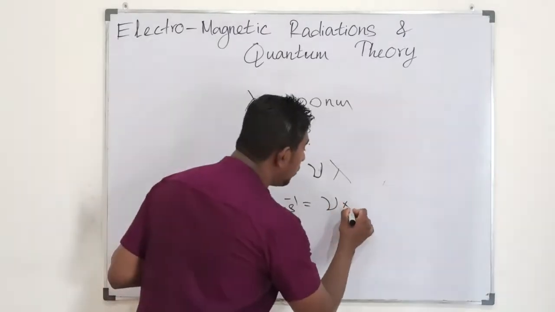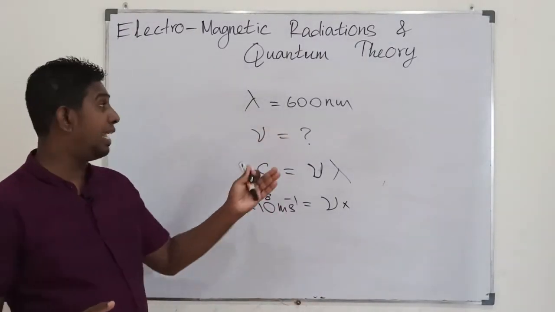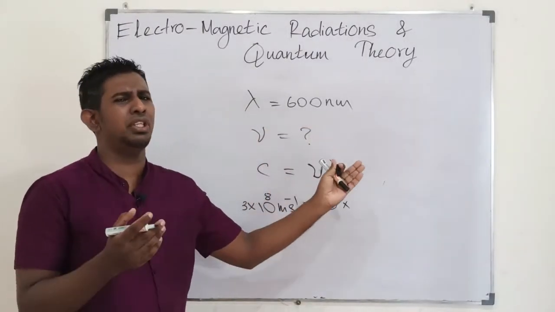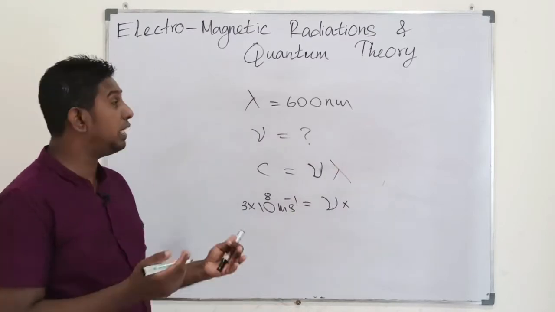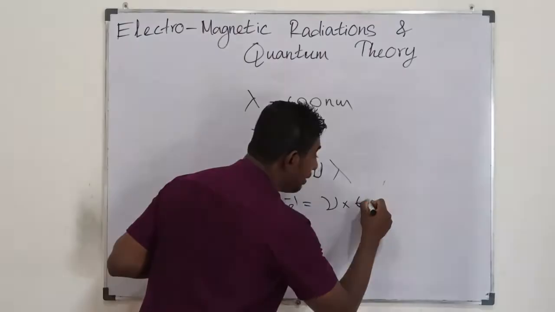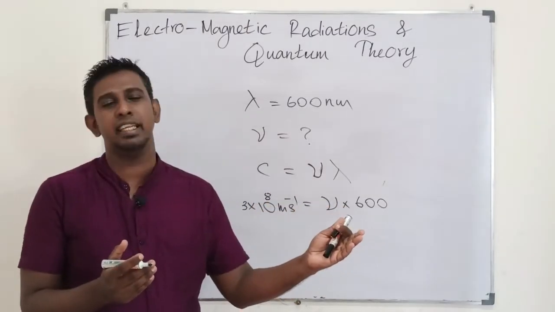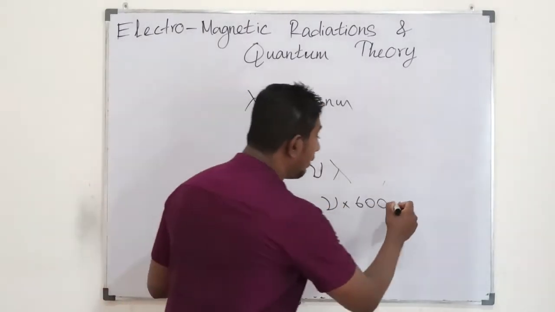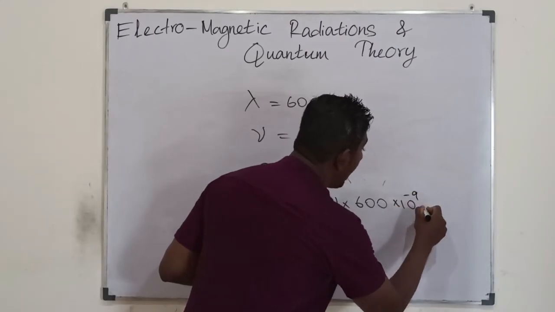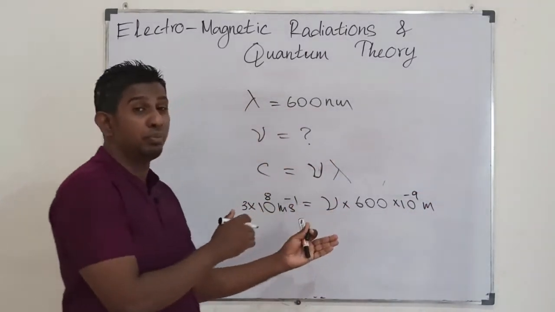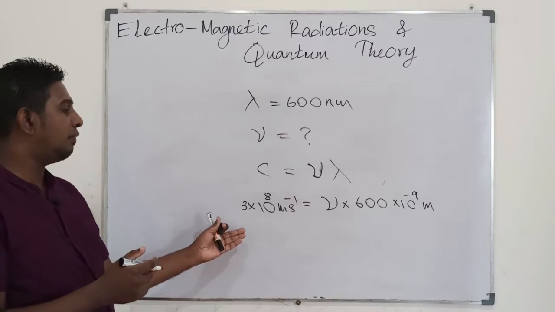Then we could substitute the lambda, the wavelength value being given, but it's in the units of nanometers. You need to convert that into the SI unit, meters. The way you could convert nanometers into meters is multiplying by 10 to the power minus 9. Then you could transform into meters. So this is the value.